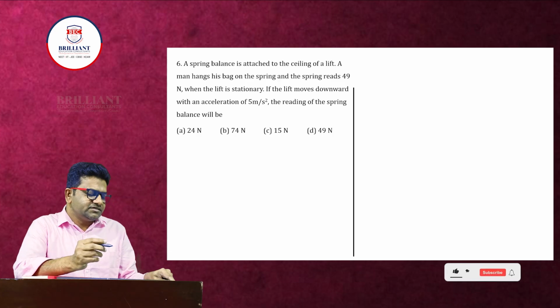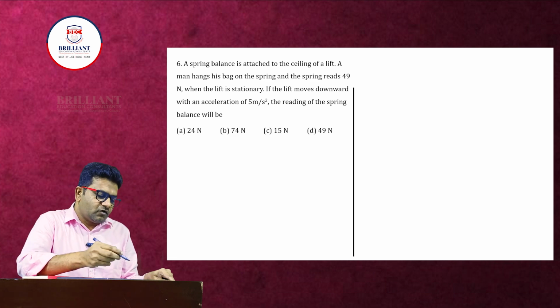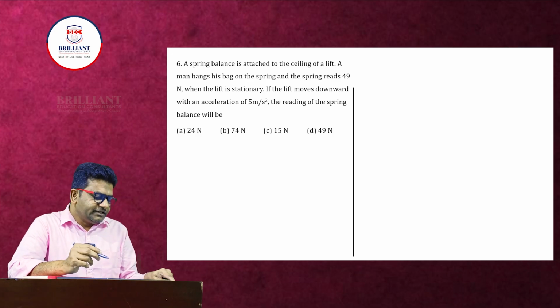A spring balance is attached to the ceiling of a lift. A man hangs his bag on the spring and the spring reads 49 Newton when the lift is stationary. If the lift moves downwards with an acceleration of 5 meters per second square, the reading of the spring balance will be, is the question.